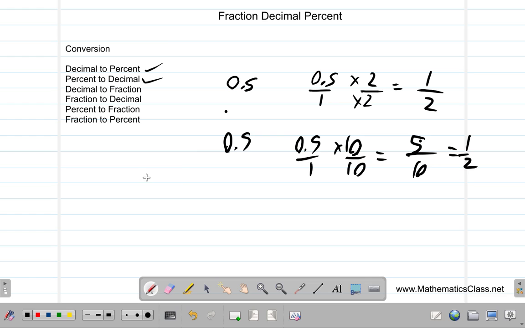If you have a case like 0.125 and you want to convert it, let me say 0.25, and you want to convert it to a fraction, right?